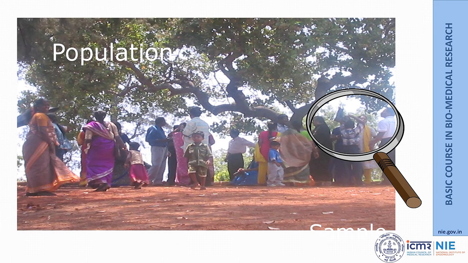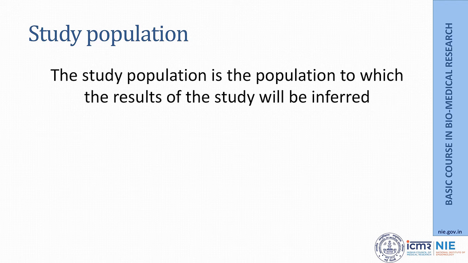If you have a population of people like this and you are looking at a portion of them, that is called a sample. I would like to introduce you to some concepts, and one of them is the study population. What do you mean by study population? The study population is the population to which the results of the study are to be inferred.